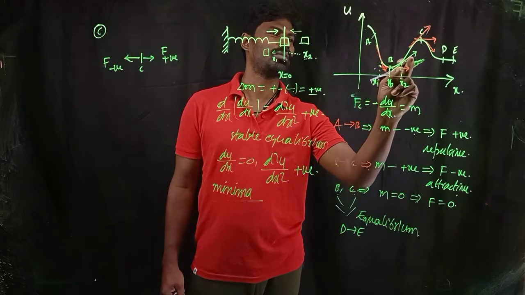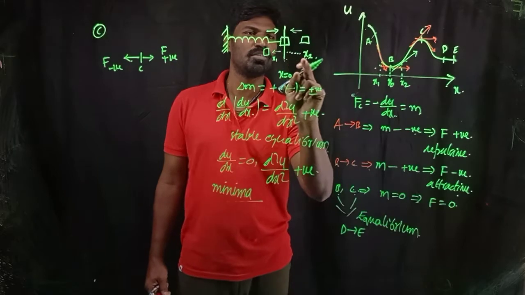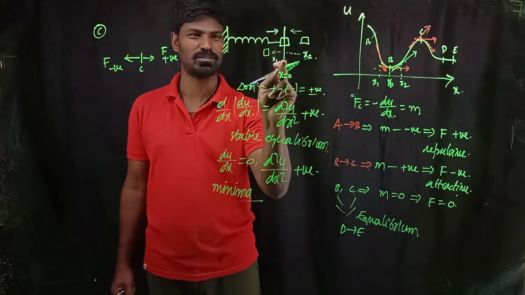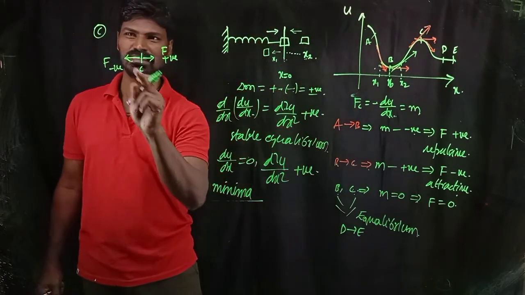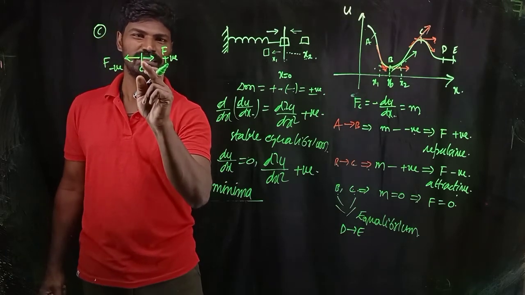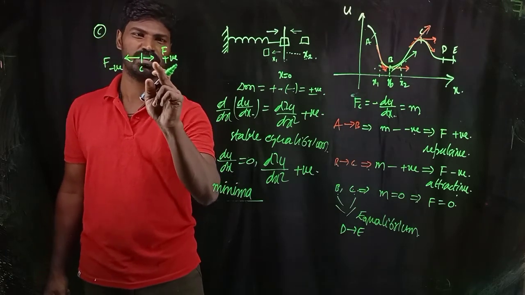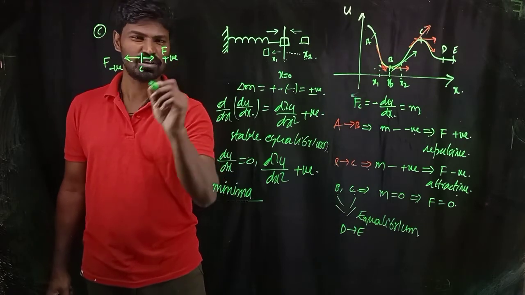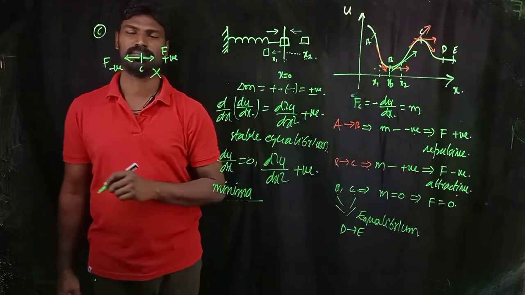Its slope is positive, which means force is negative. Here force is negative, because of which the body is brought back to the mean position. But in this situation at C, for a point like C, what's happening? When the body is displaced from its equilibrium position, force is positive, because of which the body will not come back.